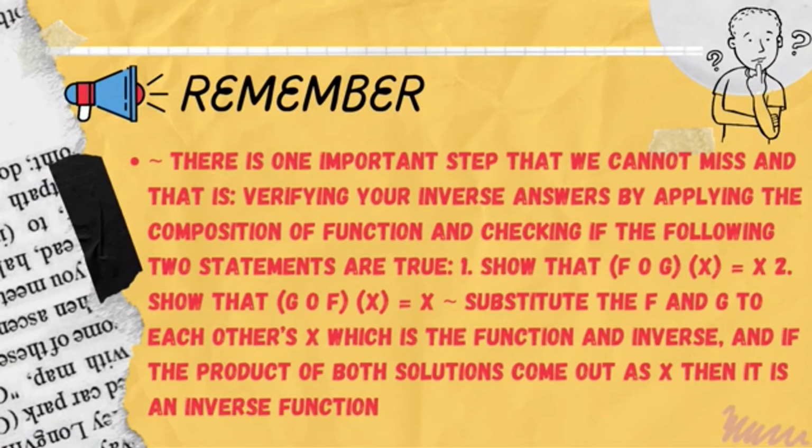Always remember that there is one important step that we cannot miss, and that is verifying your inverse answers by applying the composition of functions and checking if the following two statements are true. Show that f of g(x) equals x. Show that g of f(x) equals x. Substitute f and g into each other's x, and if both solutions come out as x, then it is an inverse function.